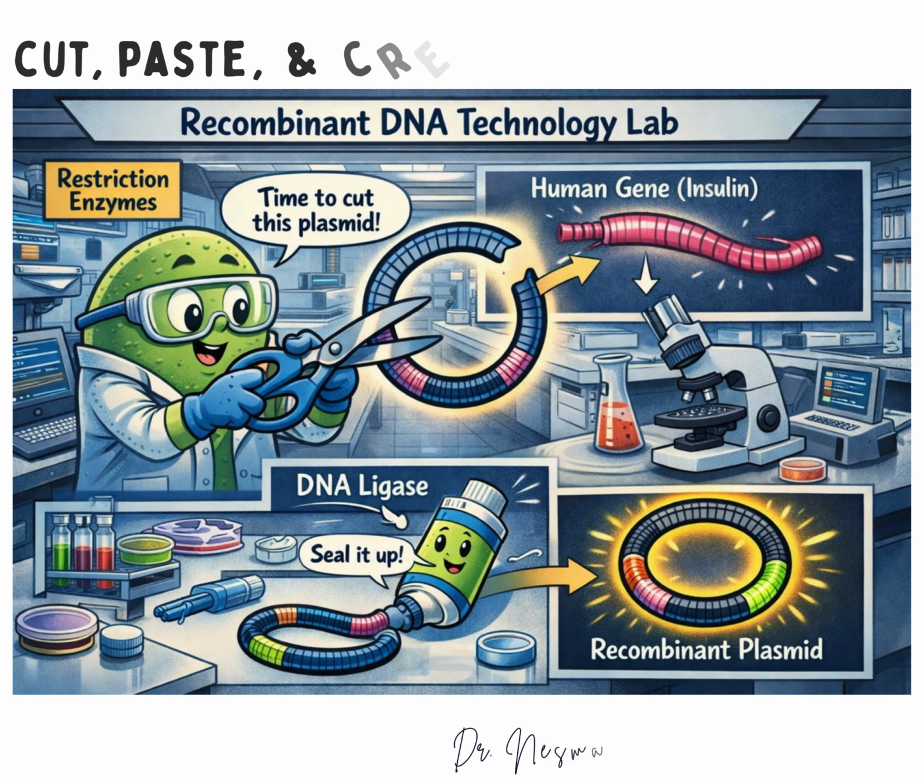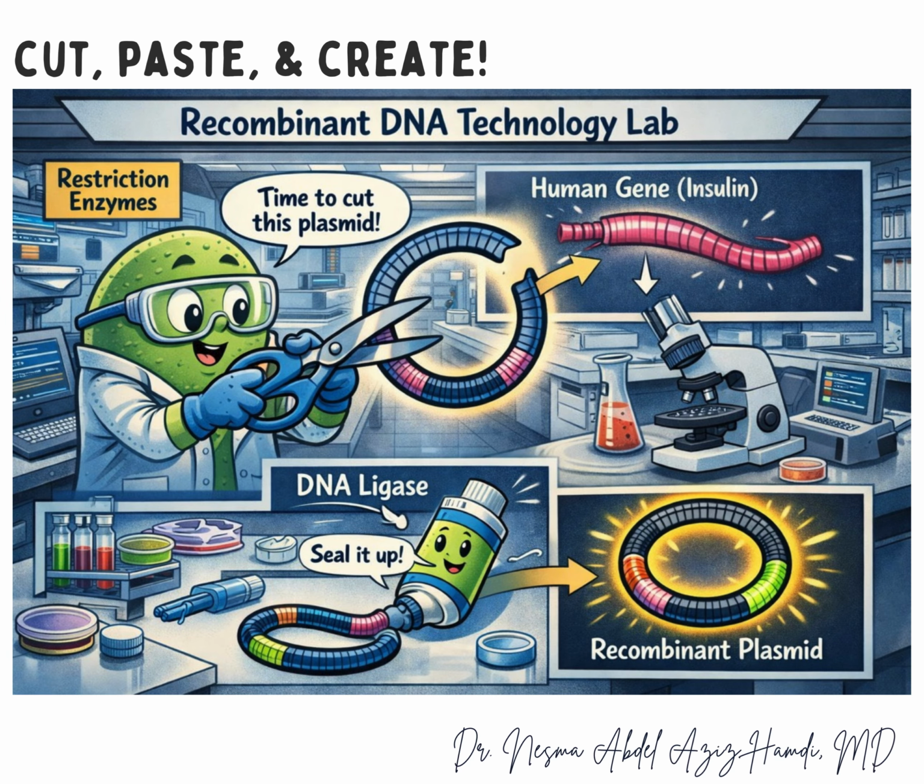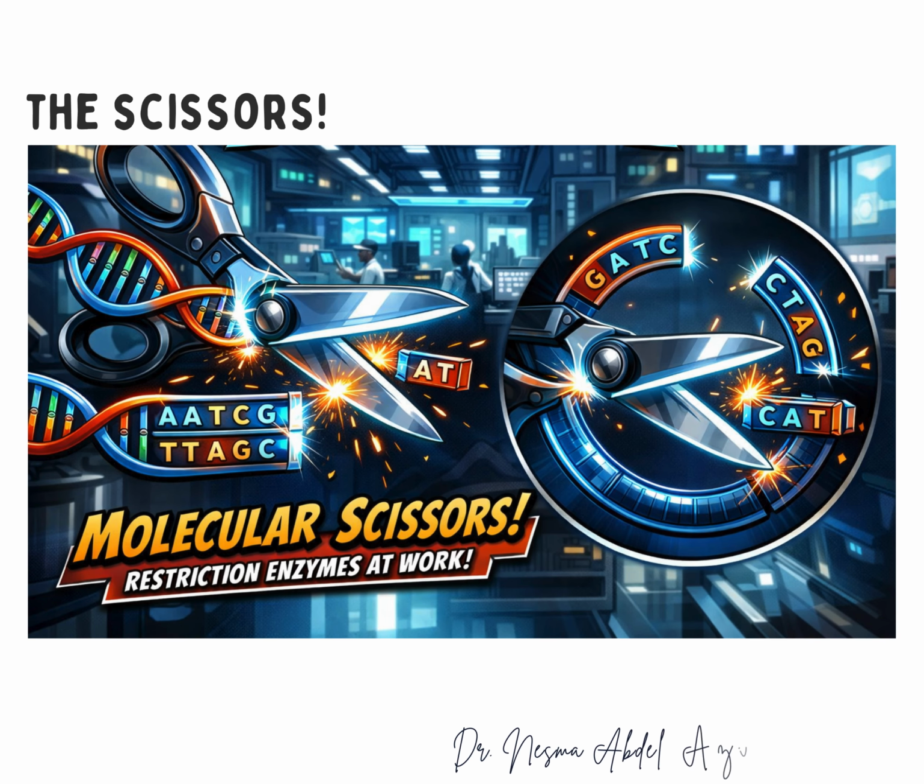We enter the recombinant DNA technology lab, where science moves from observation to innovation. Inside this high-tech laboratory, genetic engineering begins with precision tools known as restriction enzymes and DNA ligase. Restriction enzymes are molecular scissors that recognize specific DNA sequences and cut them at defined sites. A circular plasmid vector is carefully opened, creating compatible ends ready to receive a foreign gene.